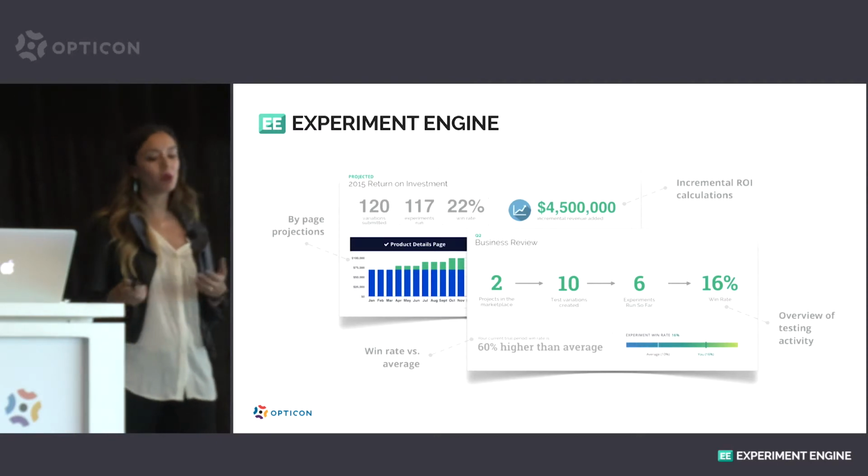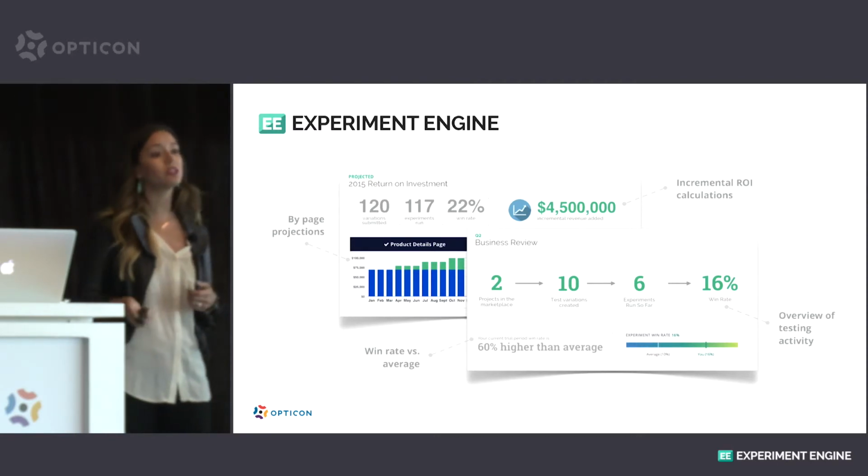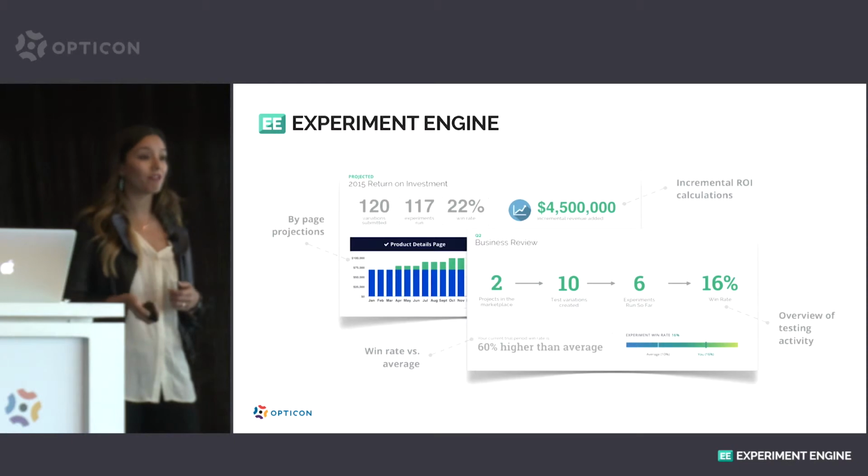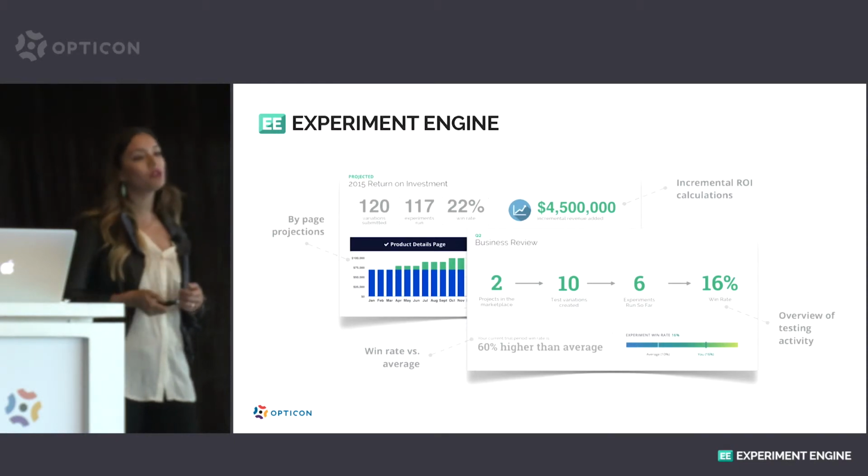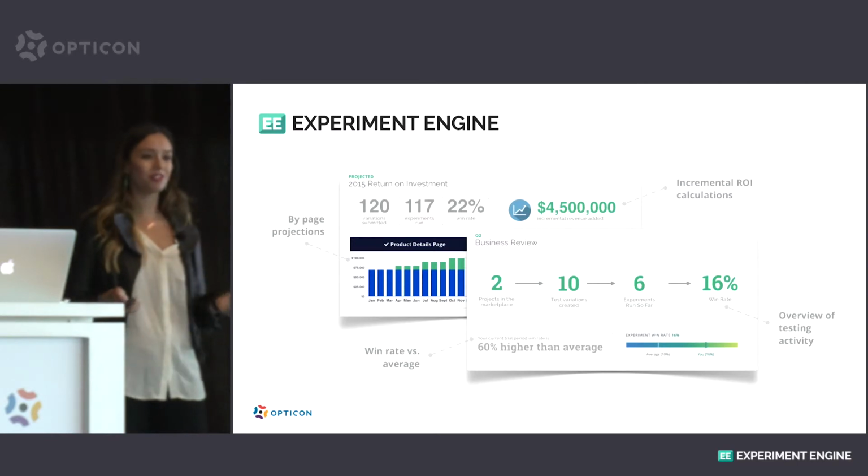That means we look at things like, what's your testing velocity? What's your testing coverage? Do you have a test running every day of the week? And then what's your experiment win rate, and how does that perform against other sites like yours, e-commerce, lead gen, or publishing?